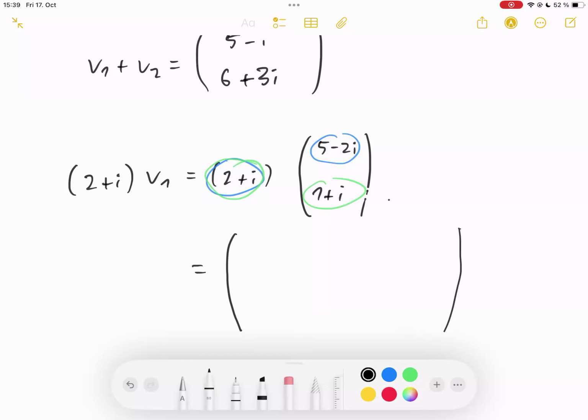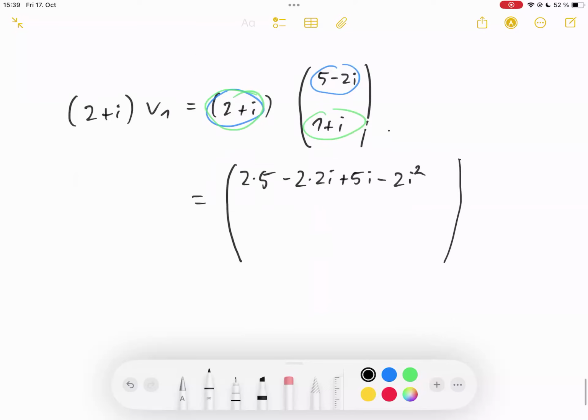We already got a first suggestion. So I'll do it step by step. So it's 2 times 5 minus 2 times 2i. Then I have plus 5i and minus 2i squared. Oh, I got it all right.